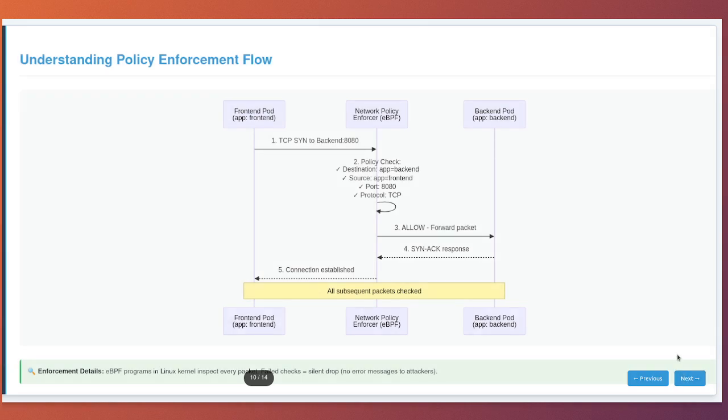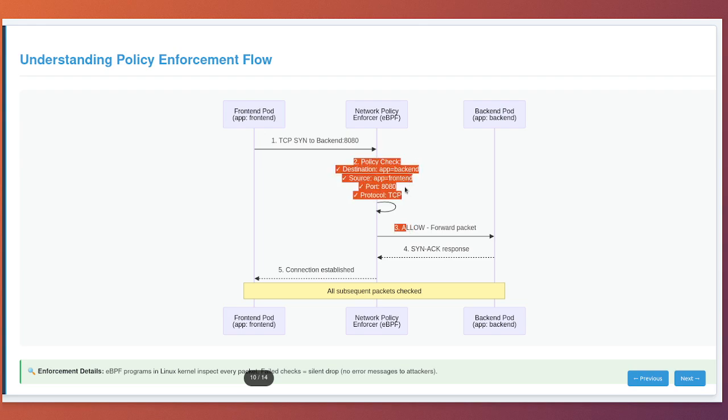Understanding the enforcement flow. Let me walk you through exactly what happens when a front-end pod tries to connect to a backend pod after we've implemented these network policies. Understanding this flow is crucial for troubleshooting and designing effective policies. Step 1. The front-end pod initiates a connection. Let's say it's trying to make an HTTP request to the backend pod on port 8080. At the application level, this looks like a normal HTTP request. The front end has no idea that network policies exist.